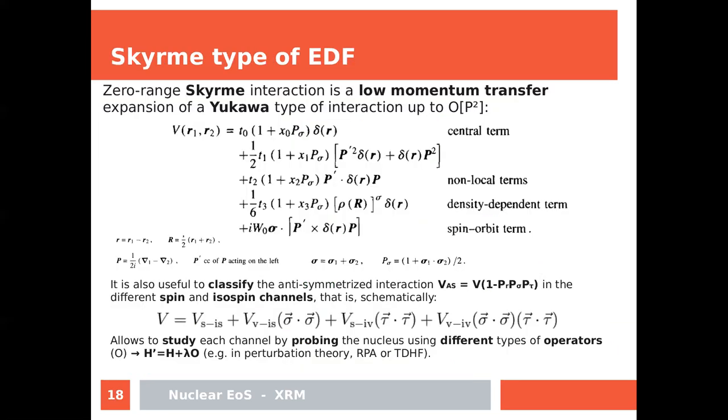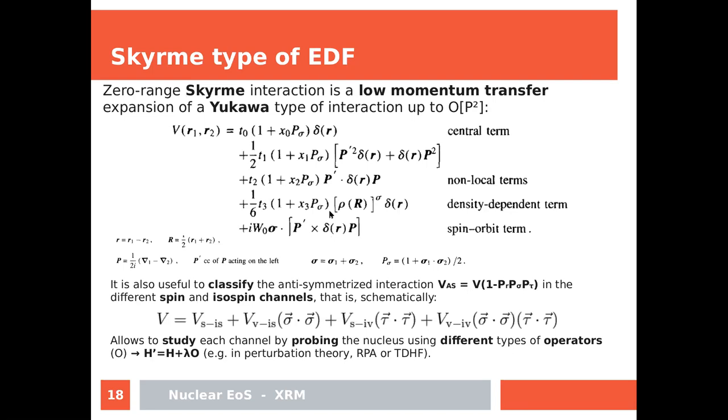Since the models I will be presenting now are of one specific type, let me define them very briefly. Here you see what we call the Skyrme type of model, which is nothing but a low momentum transfer expansion of a Yukawa type of interaction. We know the pion is the most important, so the interaction should be like a Yukawa. So let's expand at low momentum, because the momenta we believe to exist in nuclei are low. We then derive an interaction and cut at a certain order, here up to p squared, where p is the momentum transfer.